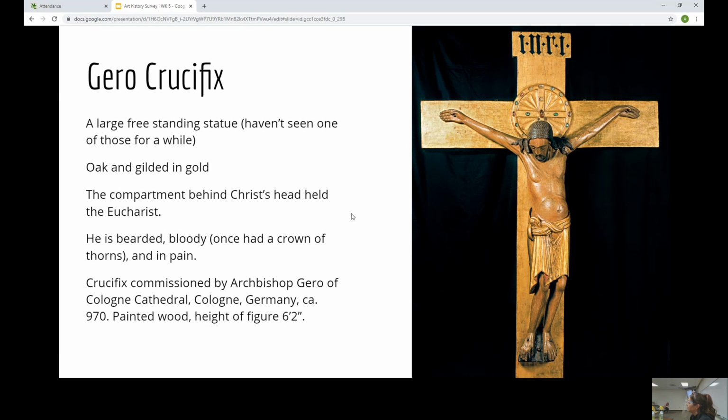Super Christian. Super Christian. And he wanted his reign to reflect that. So, yeah, more churches, more Christian art. Not too different, really. But he did have the Gero crucifix commissioned. This is the largest form of sculpture that we've talked about since entering into the Middle Ages era. It is wooden. It is covered in gold paint.